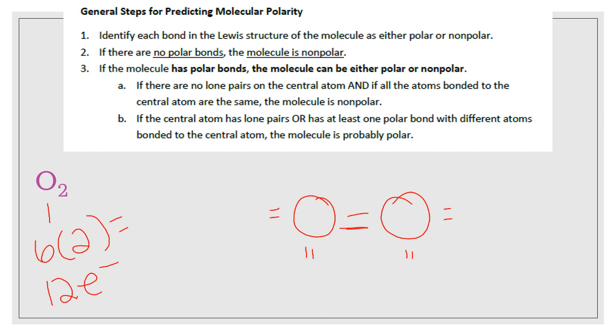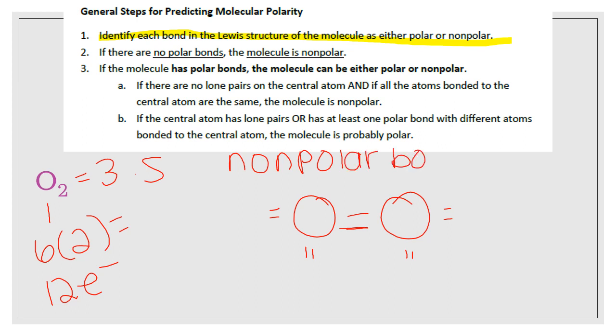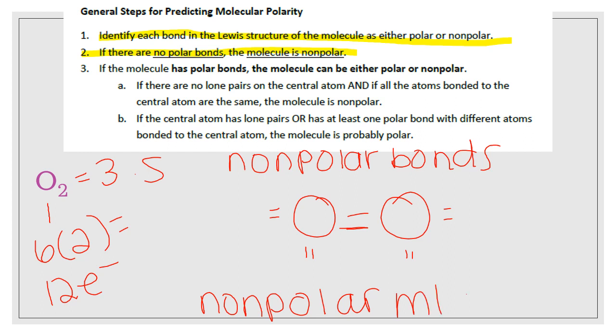Okay, step 1, identify each bond in the Lewis structure as polar or nonpolar. Well, they're both oxygen. They both have an electronegativity value of 3.5. So those are nonpolar bonds. They share electrons evenly. And because they share electrons evenly, there are no polar bonds. So it's a nonpolar molecule. We don't have to think about it, really. There's no charge because everything's being shared evenly amongst that oxygen.